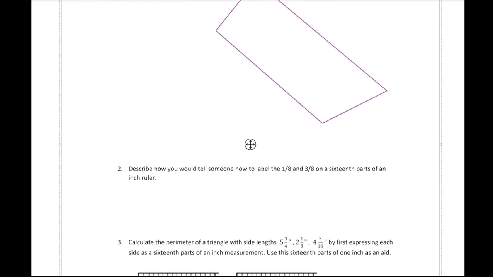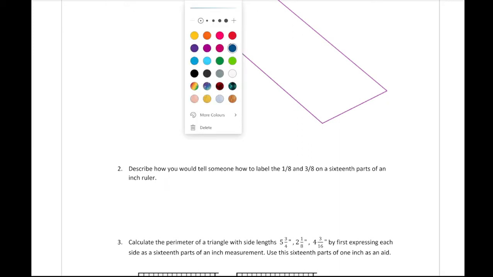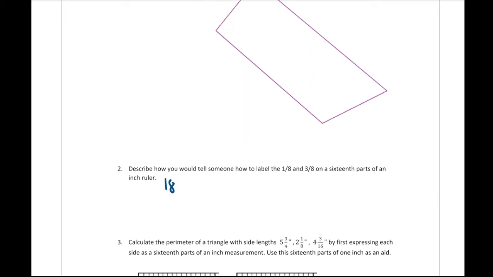Describe how you would tell someone to label the 1/8 and 3/8 on a 16th parts of an inch ruler. So basically, if I wanted to say what does 1/8 equal in terms of 16ths, well, 1/8, I can say works out to 2/16. And 3/8 actually works out to 6/16. And you might be like, well, how did I get those numbers?